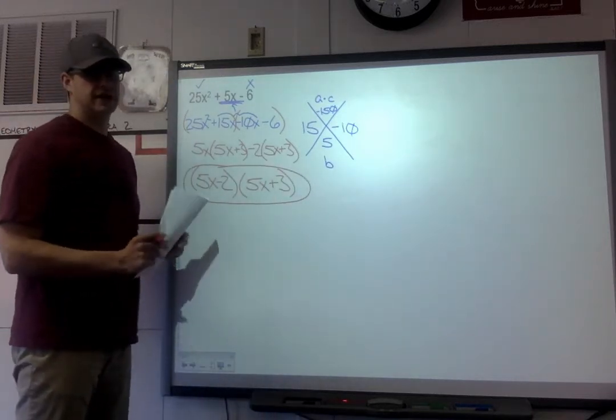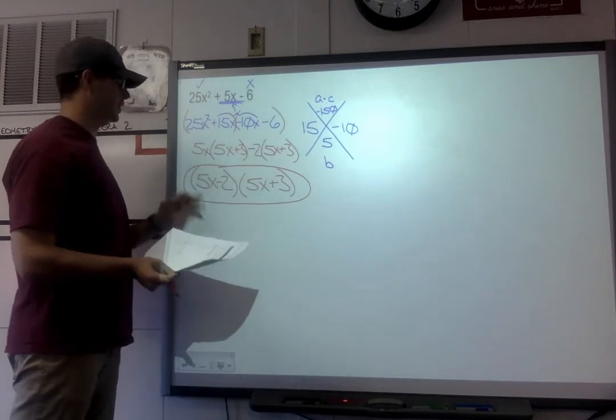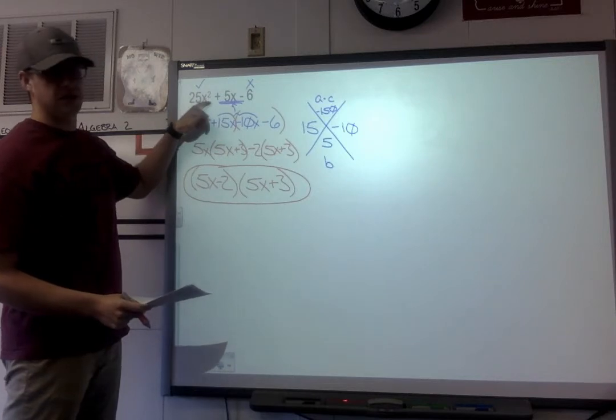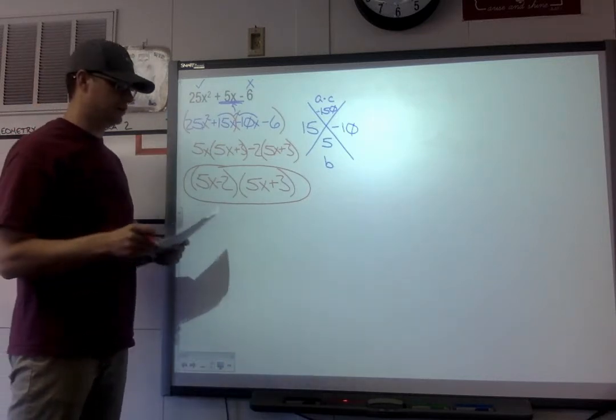Again, anytime you're factoring, you can always check to make sure you got the right answer by FOILing this back out and making sure it comes out to the original polynomial that you started with.